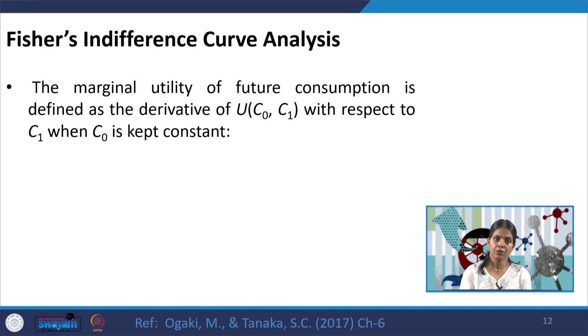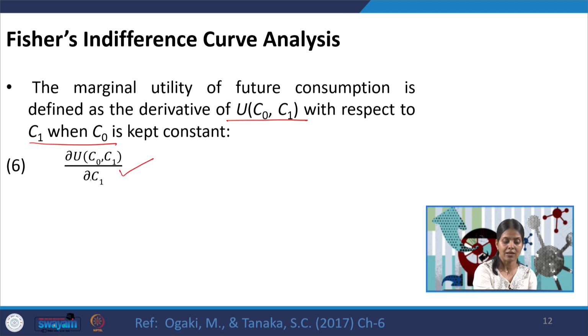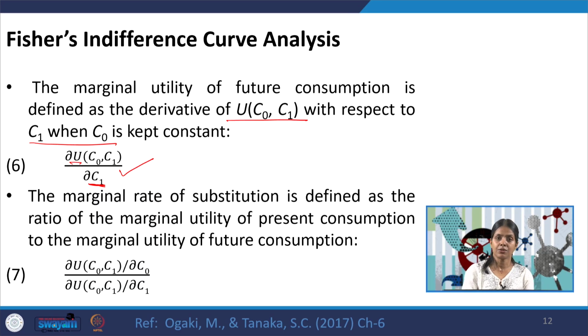In a similar fashion, we also define the marginal utility of future consumption, which is defined as the derivative of u(C0, C1) with respect to C1 when C0 is kept constant. So, only when C1 changes, how utility is changing. The marginal rate of substitution is defined as the ratio of the marginal utility of present consumption to the marginal utility of future consumption. So, the two expressions that we derived, we take a ratio of them, and that gives us the marginal rate of substitution, or MRS.